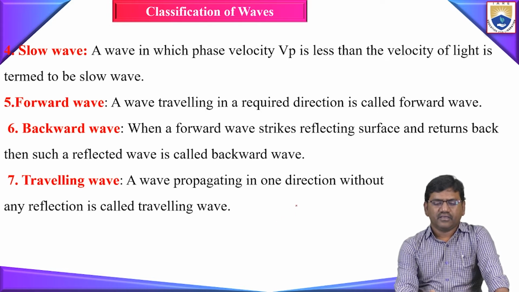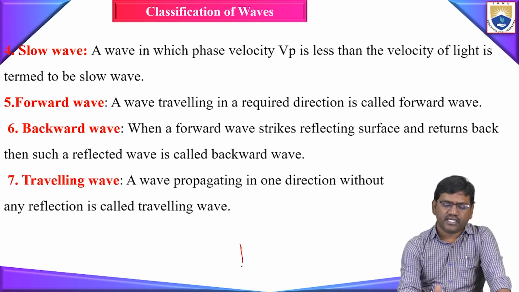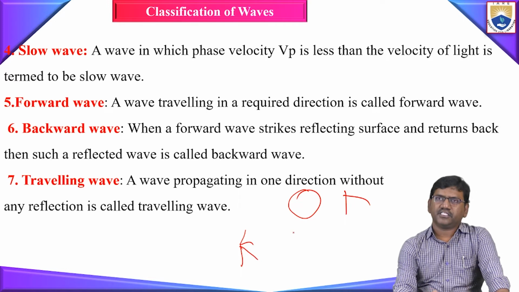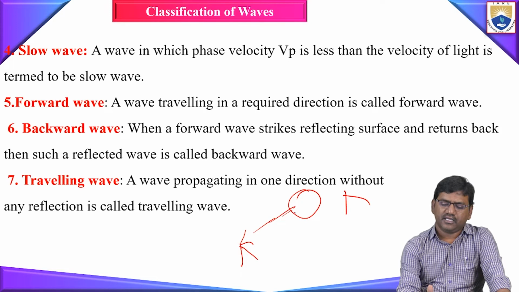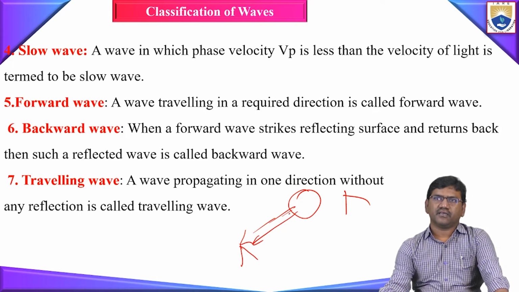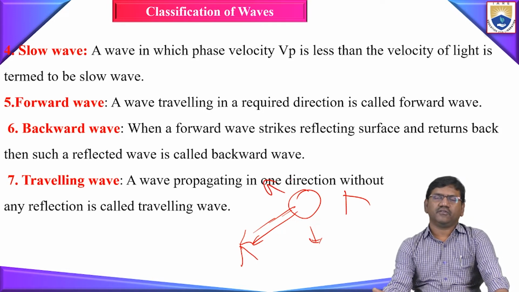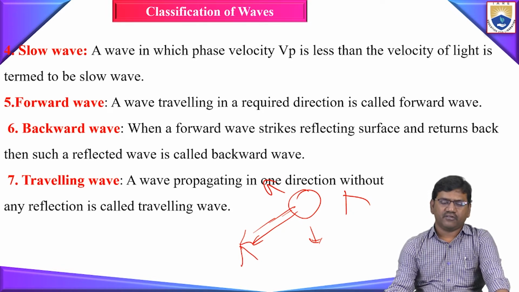And a backward wave is one when a forward wave strikes a reflecting surface and returns back; such a reflected wave is called a backward wave. So whenever we transmit a signal from a transmitting antenna, if there is any obstacle placed between the transmitting and receiving antenna, the signal strikes the surface of the obstacle and reflects back to the transmitting antenna, or it may be reflected in other directions also. Such types of waves we call backward waves.